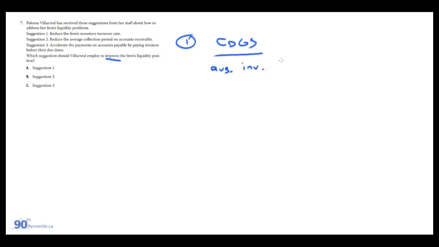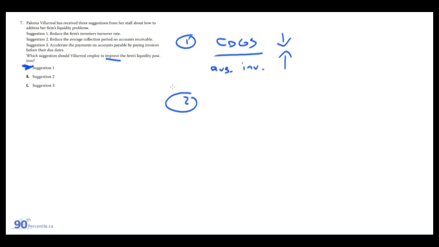So if we're reducing this, we're either increasing our inventory on hand, which means we have to pay more cash to have that inventory, or we're reducing COGS, which means that we're not selling as much, because COGS is recognized when we actually sell something. So this would actually worsen our position and make us have less cash on hand. Two, reduce the average collection period on accounts receivable.